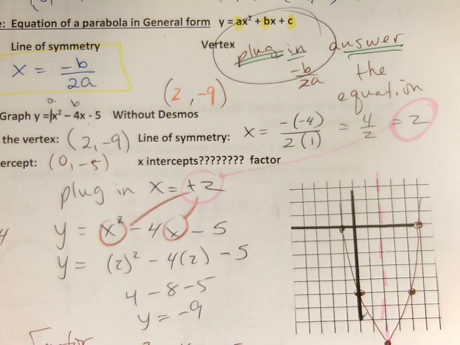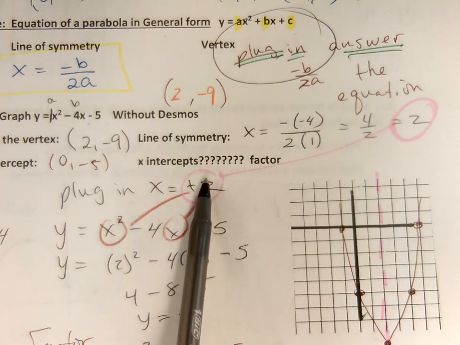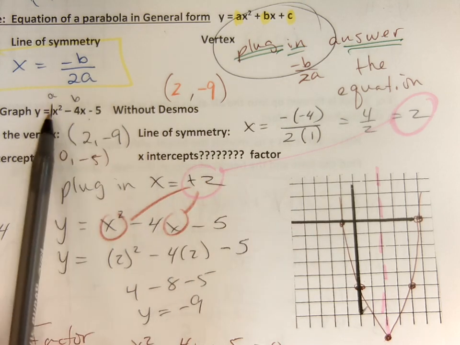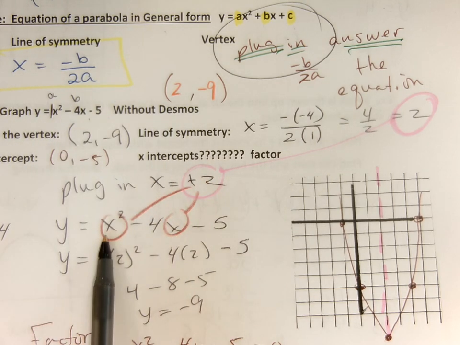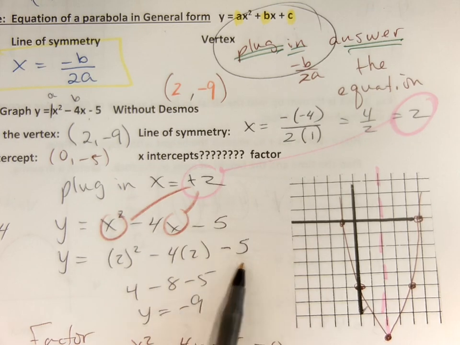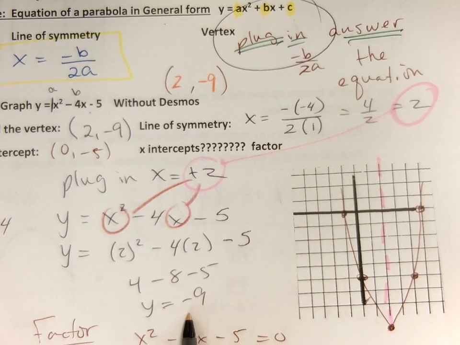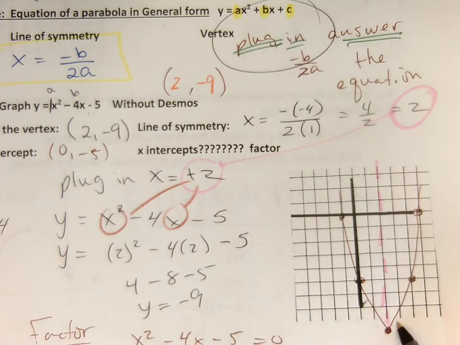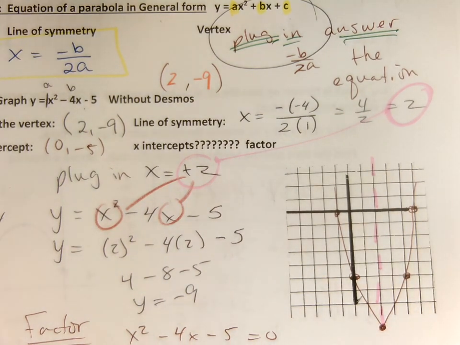Now what I don't know is the corresponding y value. So I plug 2 into the equation for x. So it's x squared minus 4x minus 5, plug 2 in here: 2 squared minus 4 times 2 minus 5. I wound up with -9. So now I know my vertex is at 2, -9. So graph that. I need at least one more point.